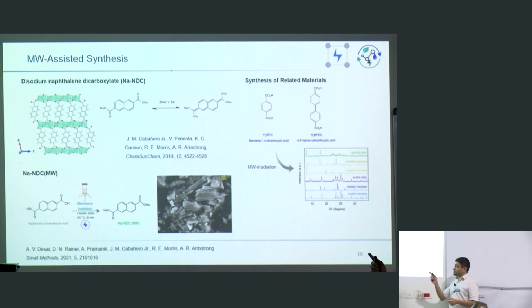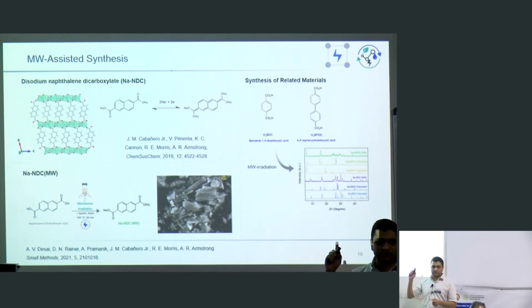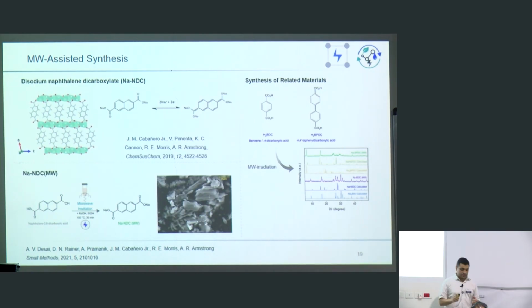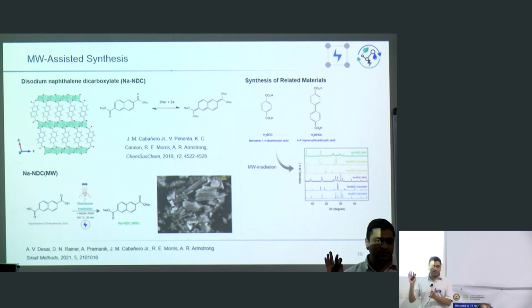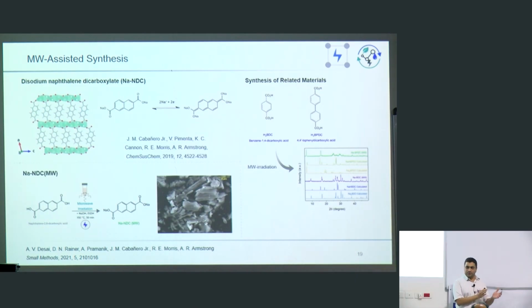And this particular synthesis can actually be applied to a few other molecules as well. So if you use the same protocol as here, you can produce the active materials, sodium terephthalate and sodium biphenyl dicarboxylate, in the same manner. And this is to show that if you record a powder XRD pattern of them, you don't see any peaks corresponding to the precursors or any of the side products that may form in this particular synthesis, right?